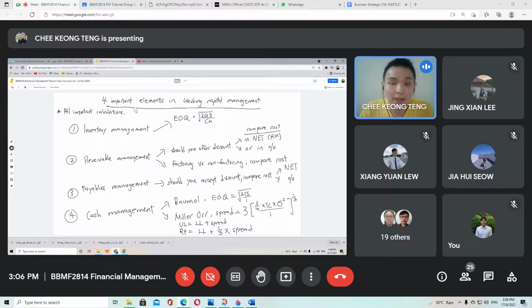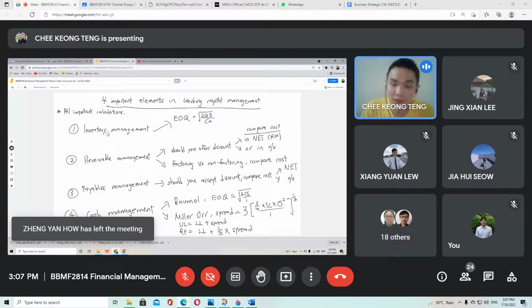So I have already included all the important calculations in this chapter 8. When it comes to inventory management, I think all of you should have learned that before. Usually when it comes to calculation, it will definitely be EOQ, the economic order quantity, so how many units you should order every time. This formula will help you calculate it. It's under inventory management.